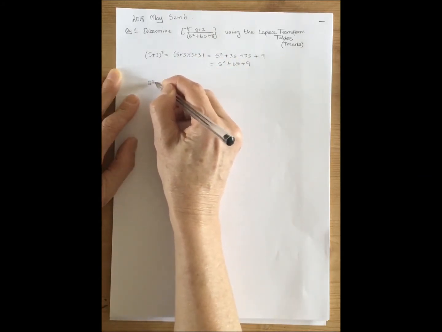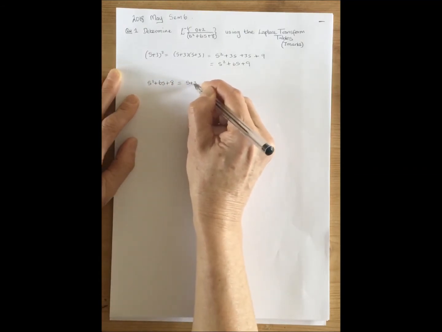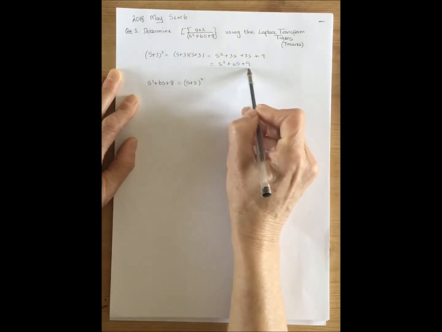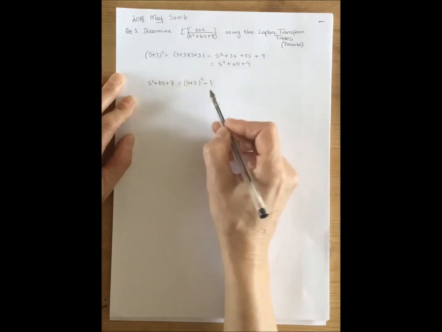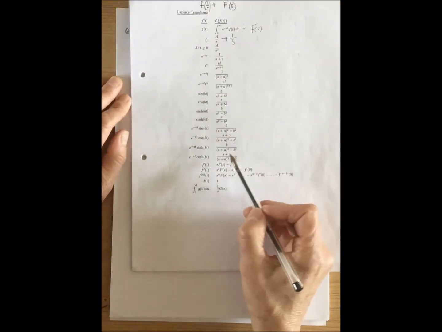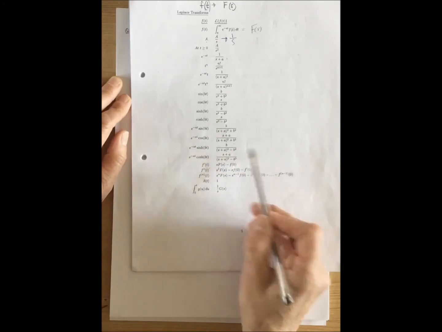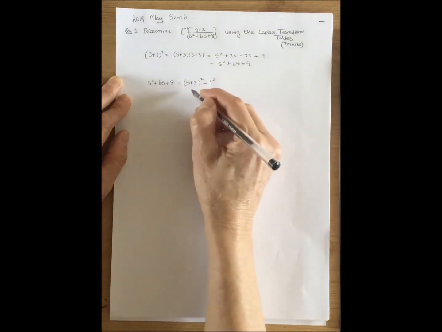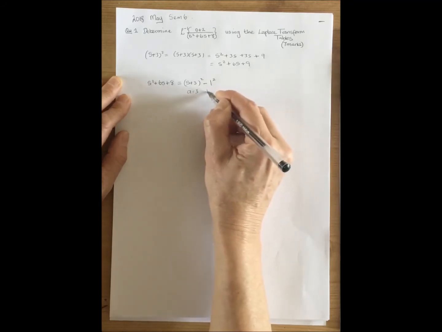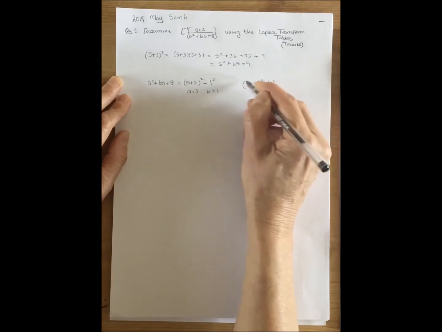So we can write that s squared plus 6s plus 8 is equal to s plus 3 squared minus 1, which would bring that 9 down to 8. Now this does look similar to something on the bottom of these tables. It looks like either this or this, and it's s plus a squared minus b squared. Well, 1 is the same as 1 squared. So we have it in that form now, where a is equal to 3 and b is equal to 1. We have the bottom part sorted.